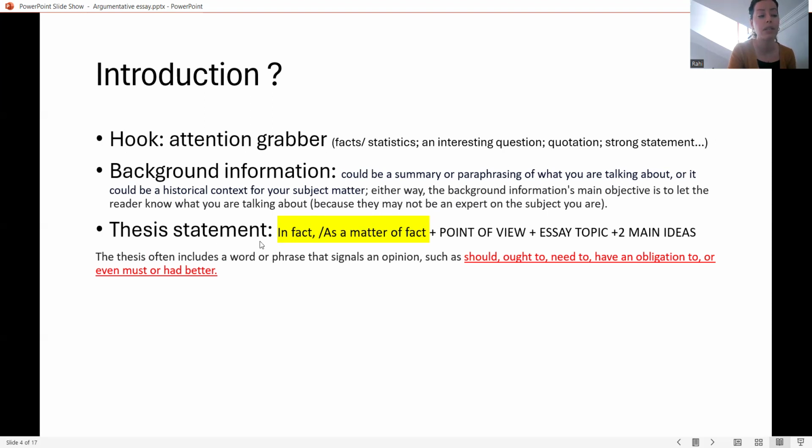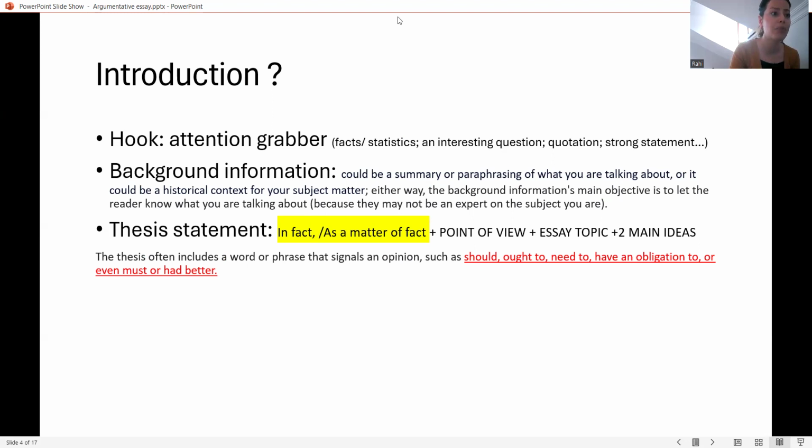And then we have the thesis statement as the last part of the introduction, and you're going to start your thesis statements with these two specific phrases for an argumentative essay, specifically for Acıbadem University. Use "in fact" or "as a matter of fact," and then your point of view, and then the topic that you can find in the prompt, and then two main ideas.